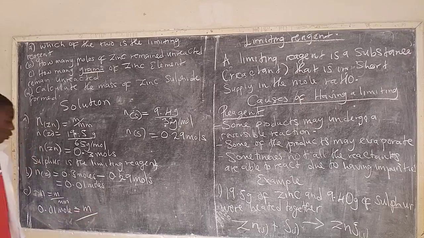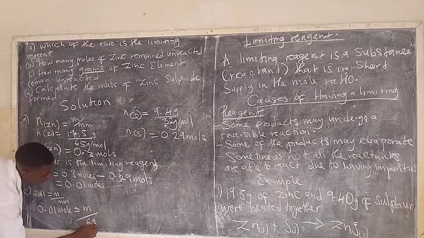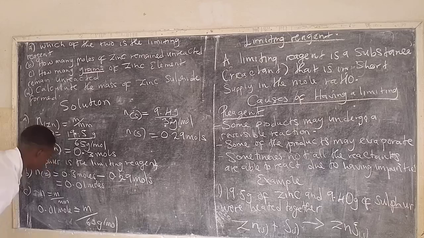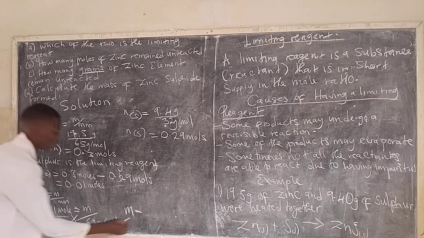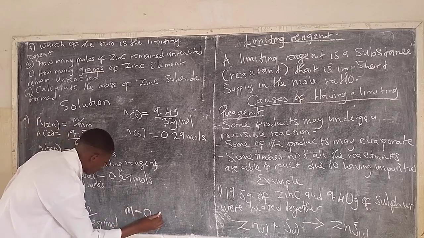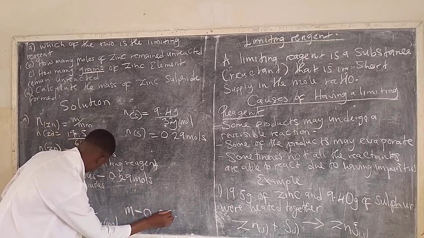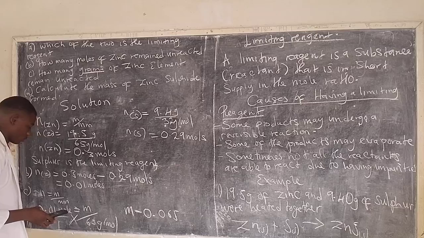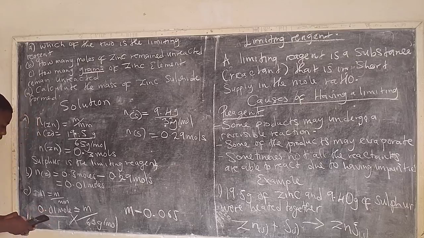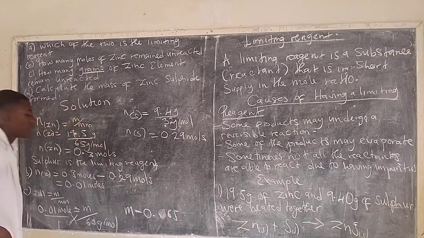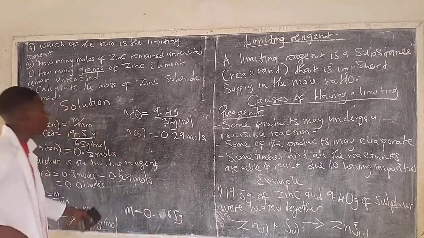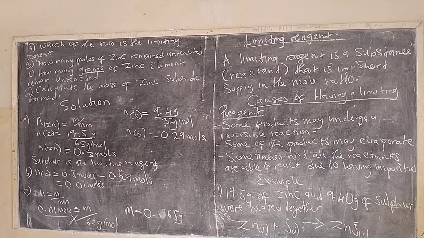but the molar mass will remain the same, so we have 65 grams per mole. So we are going to cross multiply. When we cross multiply, we have our mass being equal to 0.65. So this is the mass of zinc that remained unreacted.